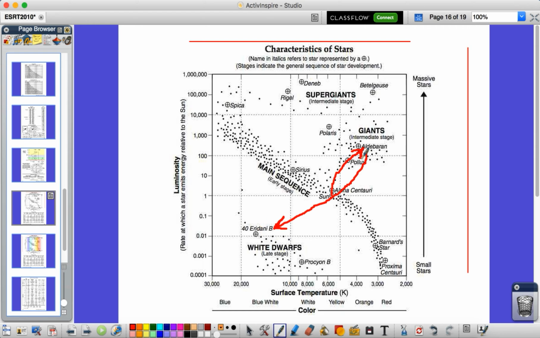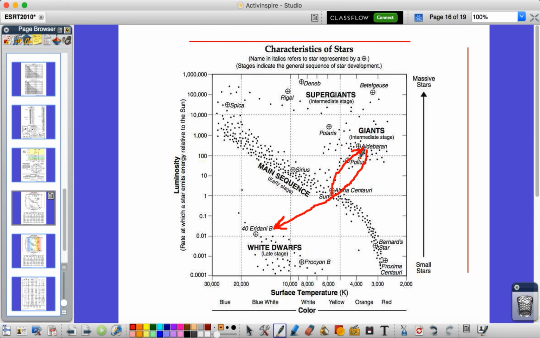Now, after the planetary nebula is discarded from the red giant star and it becomes a white dwarf, what change happens to the luminosity? Well, obviously it becomes much less luminous. It goes from a position up here on the y-axis to a position down here. So it became much less luminous.